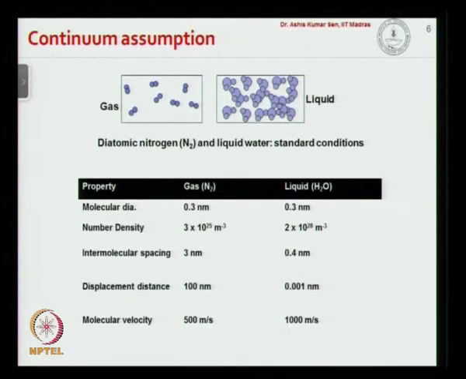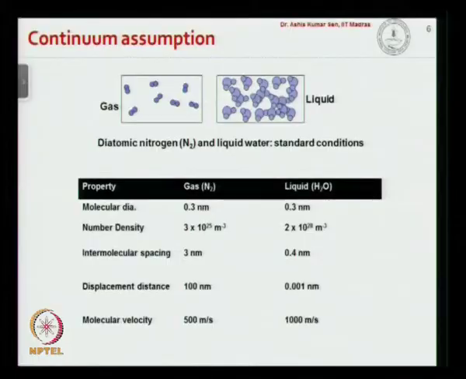The displacement distance, the distance the molecule travels between collisions, is about 100 nanometer for gas, and it is about 0.001 nanometer for liquids. So the liquids are in a constant state of interaction. If you look at the molecular velocity, for the gas it is 500 meter per second, and for liquid it is about 1000 meter per second.